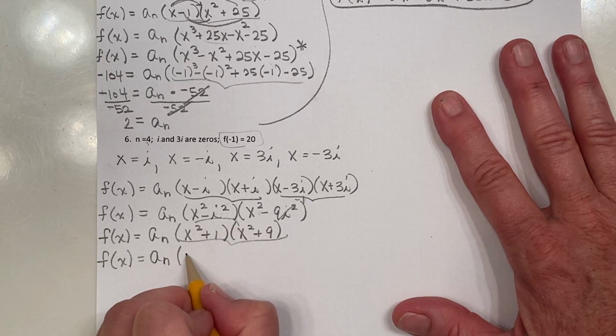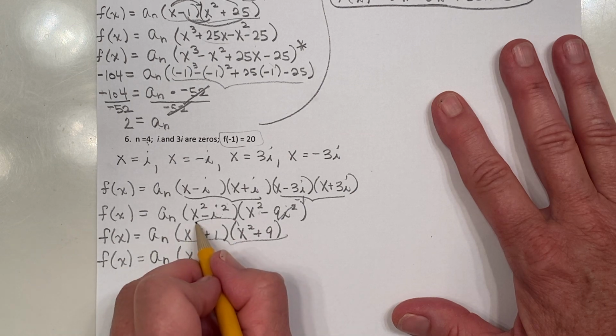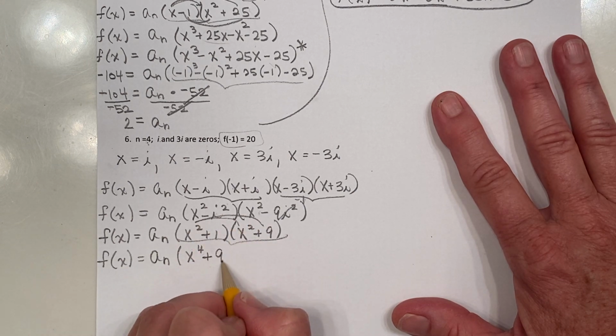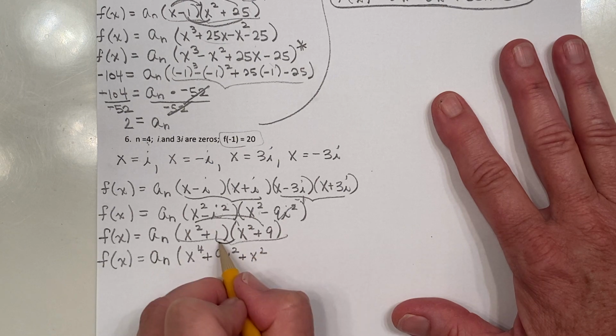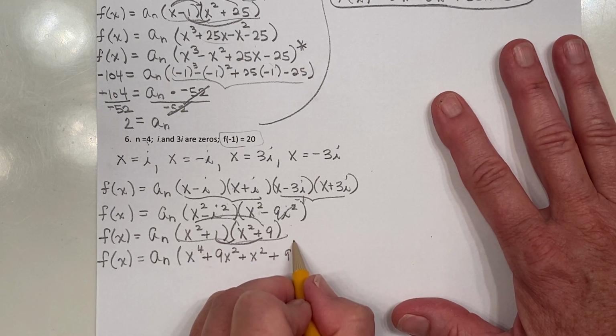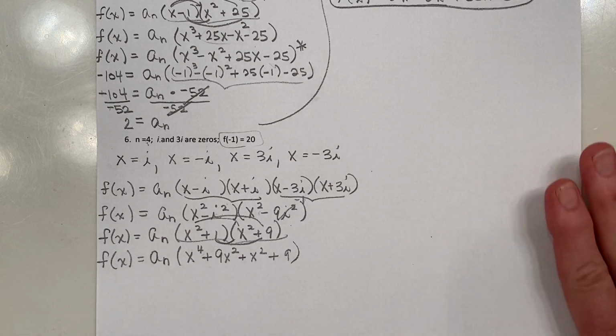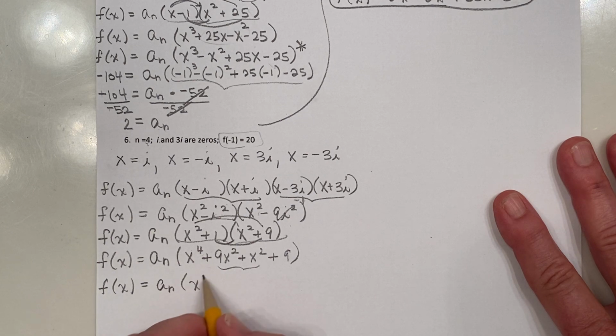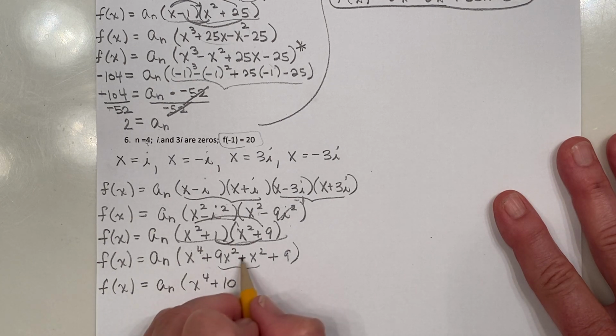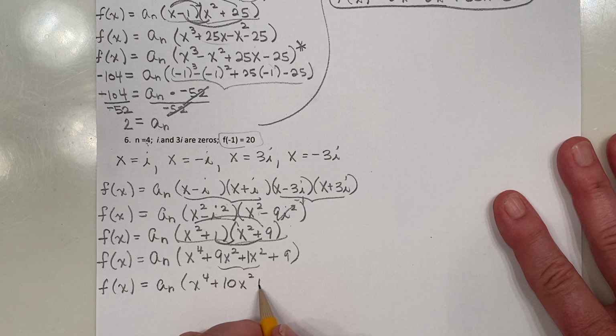So let's FOIL. x squared times x squared is x to the 4th. There we go, 4th degree. 9x squared, one more x squared, and then a plus 9. I see we can combine these two, so we better do that first. That's 10x squared plus 9.